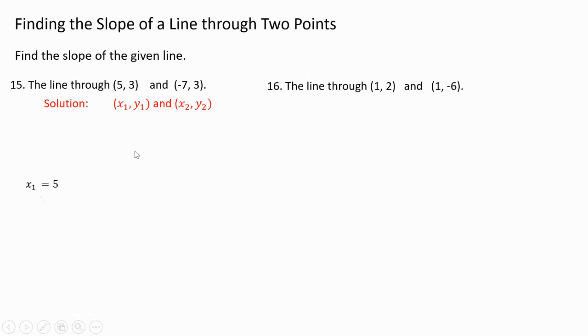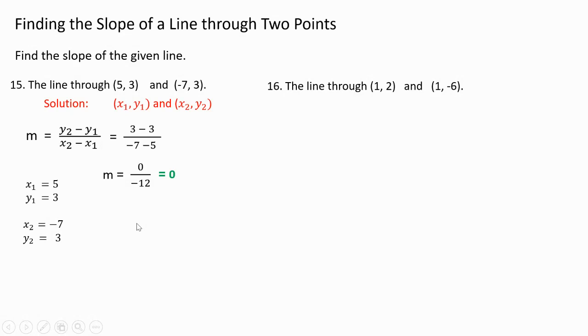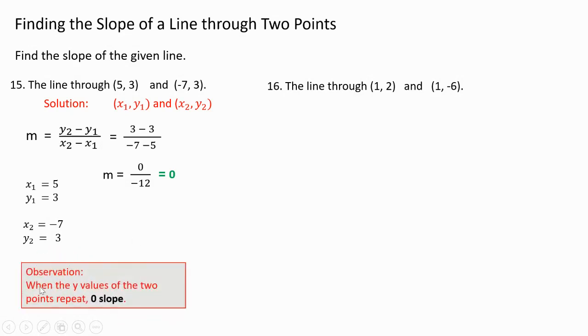And here's the reason why. My x1 is 5, my y1 is 3, my x2 is negative 7, and my y2 is 3. If we notice, the 3's repeat on the y's. So if we plug them in, it's going to be 0 because we have 3 minus 3, which gives us 0. So it'll be 0 over negative 12, the slope will be 0. And again, what was the observation? When the y values of the two points repeat, it'll be 0 slope. Because the y's are in the numerator, 0 over any number will give us 0.